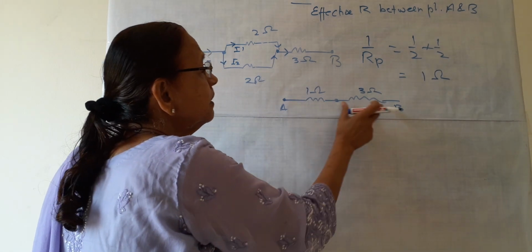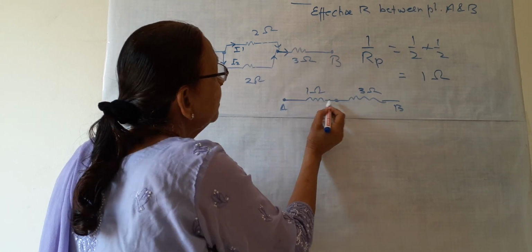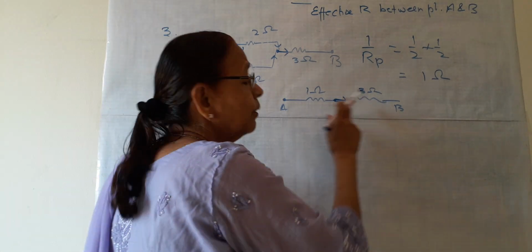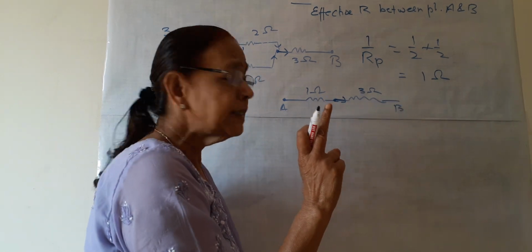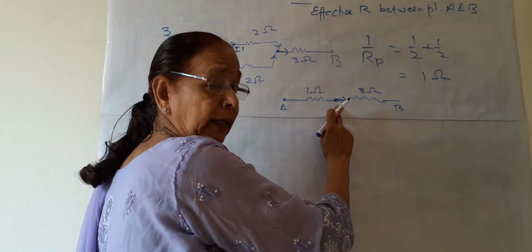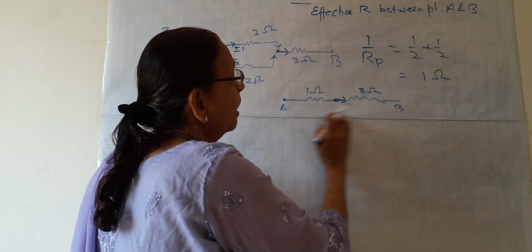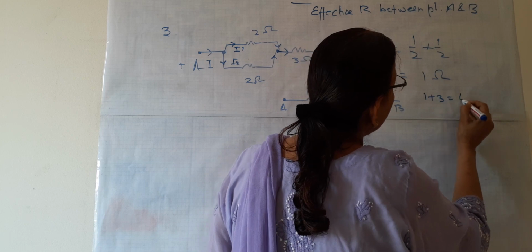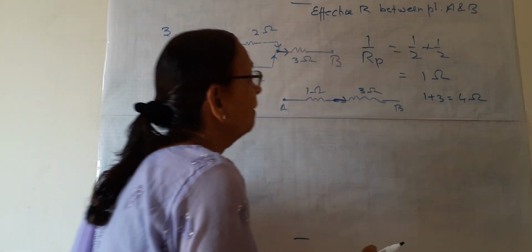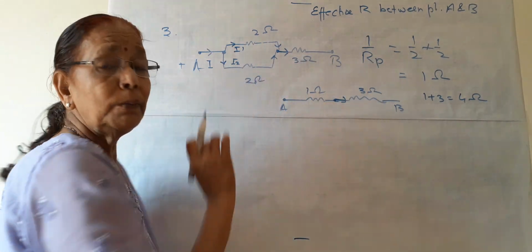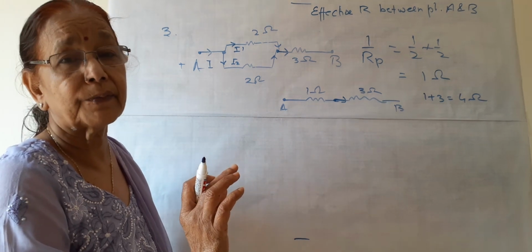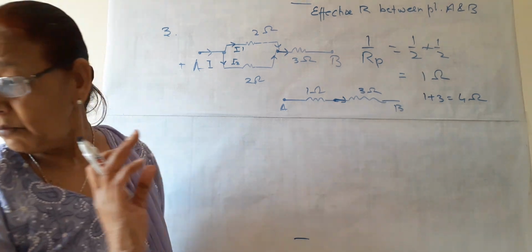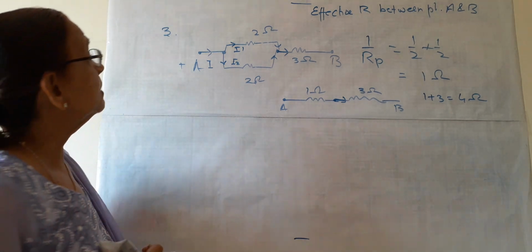Now this current, after joining here, enters directly to 3 ohm, and only one road is there. So now they are joined end to end, so they are now in series. Simple series, 1 plus 3, the total resistance is 4 ohm in this circuit. Have you followed this or not? If not, then write me on WhatsApp. So this is very simple.